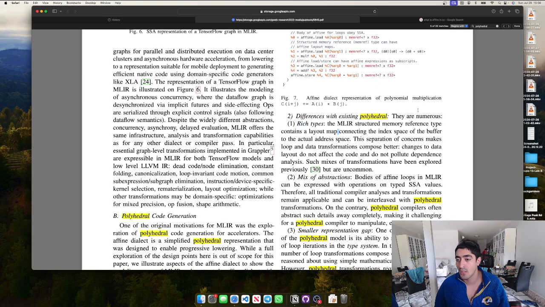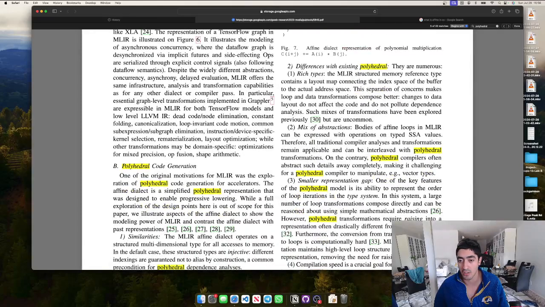So there are several differences between the existing polyhedral approaches and MLIR. That's why they wrote this. The MLIR structured memory reference type contains a layout map connecting the index space of the buffer to the actual address space. This separation of concerns makes loop and data transformations compose better. Changes to data layout do not affect the code and do not pollute dependence analysis. Such mixes of transformations have been explored previously but are uncommon.